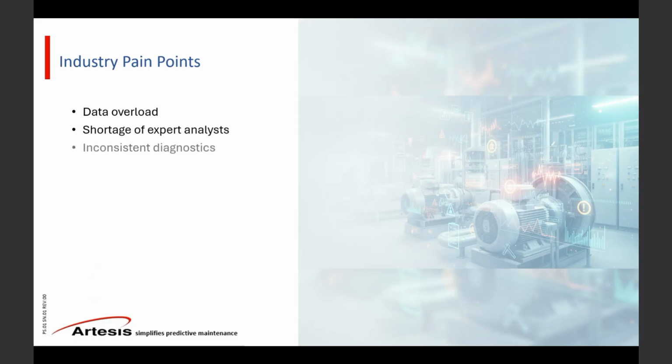So the third pain point is inconsistency. And I think this one is underestimated because you can have two really smart, or multiple smart, engineers look at the same evidence and still disagree. One person calls it misalignment, another one calls it unbalance or looseness. One says monitor, the other one says schedule maintenance. And sometimes they're both reasonable. They're just applying different mental models.